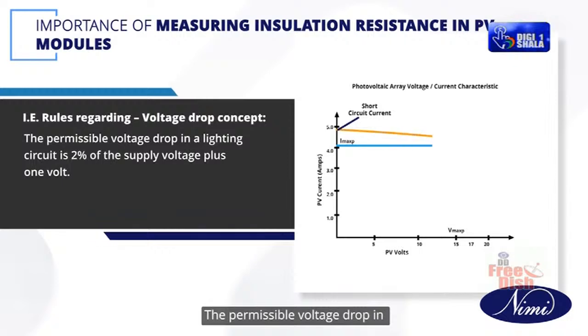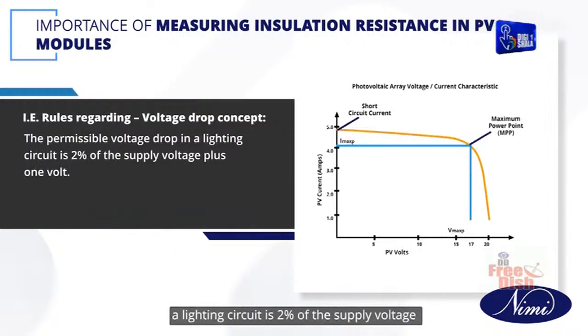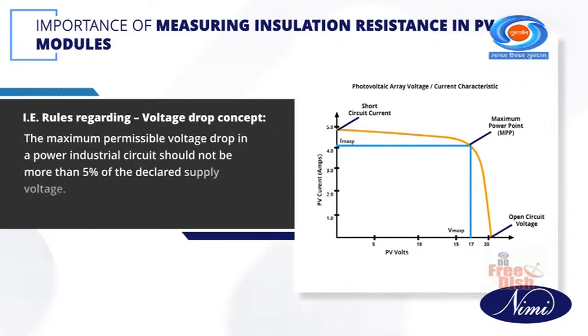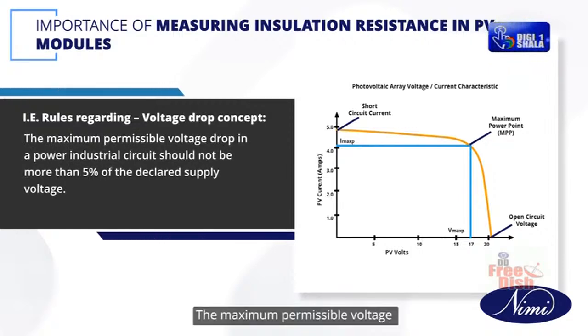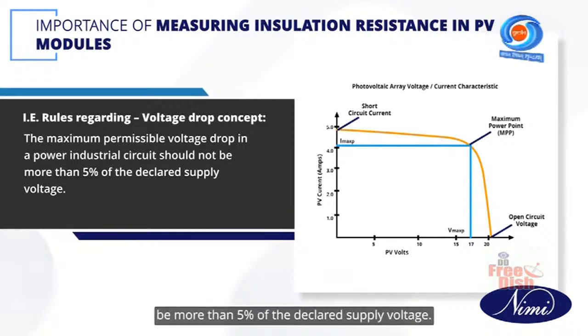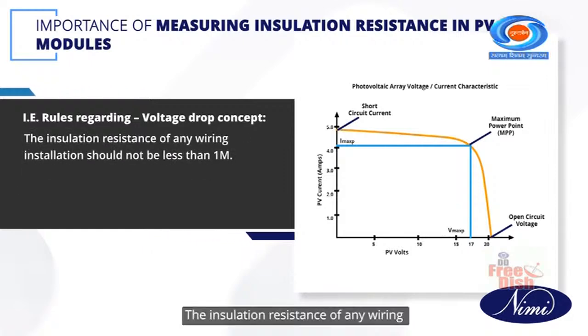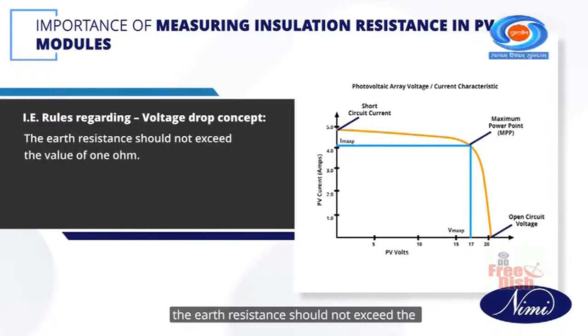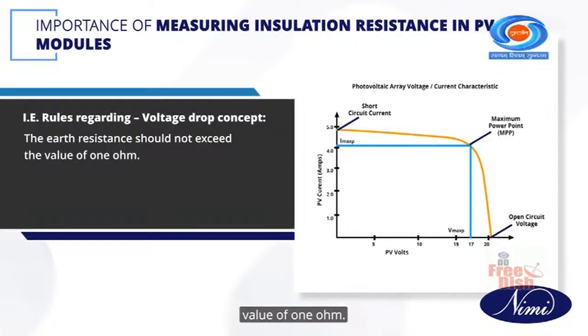The permissible voltage drop in a lighting circuit is 2% of the supply voltage plus 1 volt. The maximum permissible voltage drop in a power industrial circuit should not be more than 5% of the declared supply voltage. The insulation resistance of any wiring installation should not be less than 1 megohm and the earth resistance should not exceed the value of 1 ohm.